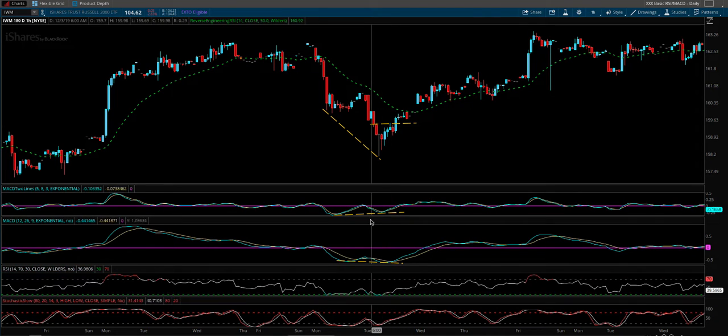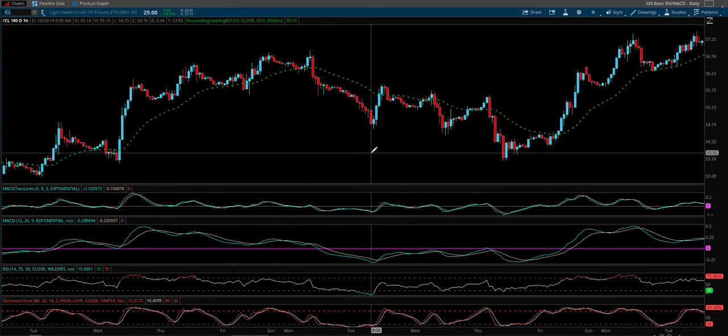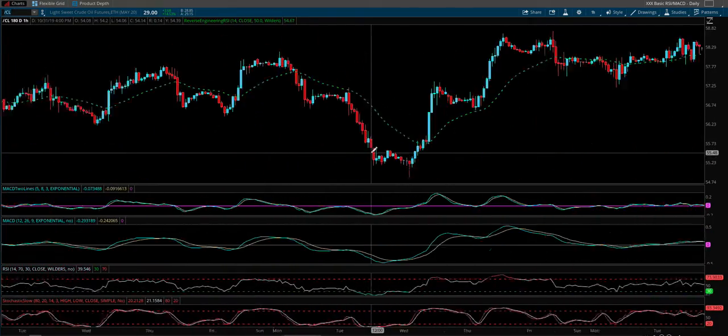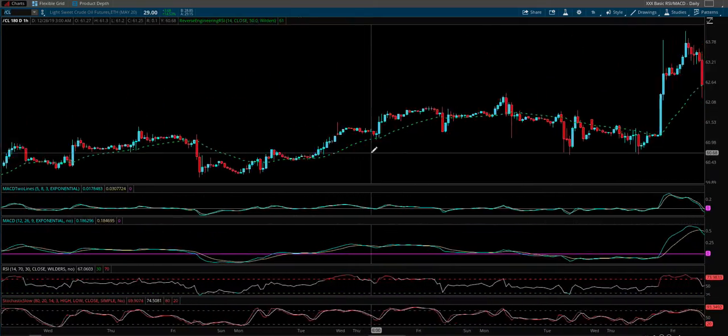So this is why basically I don't use any of these indicators. I only use my MACD. Now let's go to crude, because it works really on any instrument. And let's see what we can find here on crude, if anything.